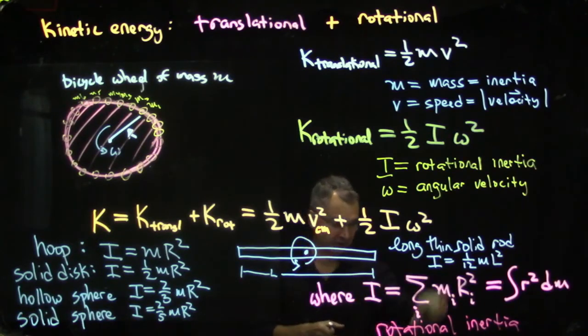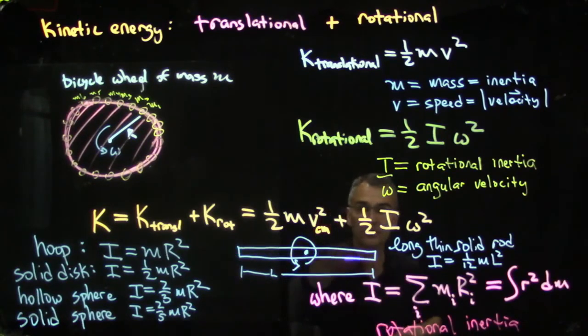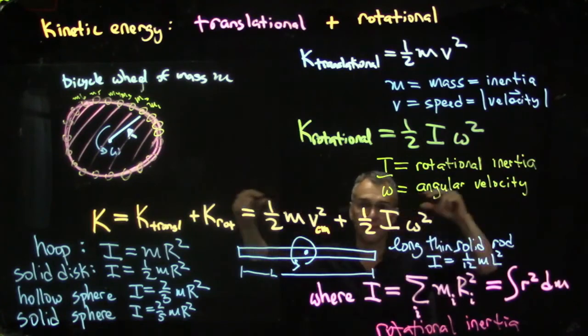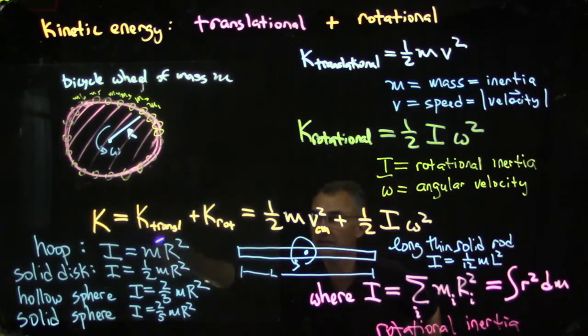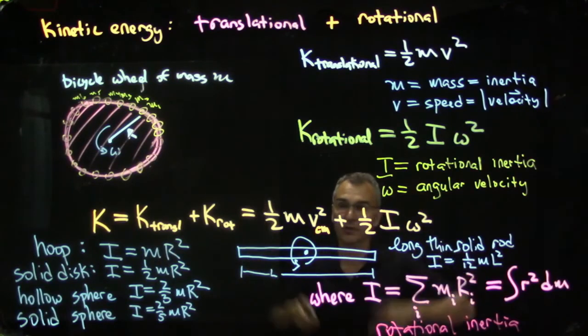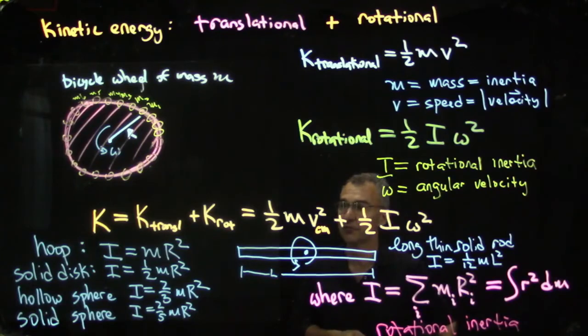And if you have a long, thin, solid rod, like a long, thin ruler, about its center of mass, that turns out to be 1/12 ml squared, where L is the length from end to end. You don't have to remember any of these. It's sometimes useful to remember that they all look like mass times the square of the size, and then there's some factor, and you have to figure out which size to use. But in general, you just look this up in a table.